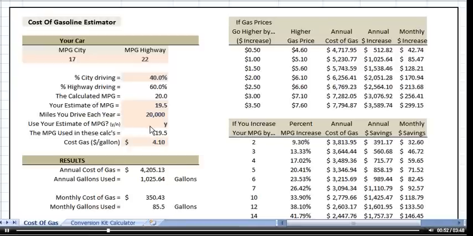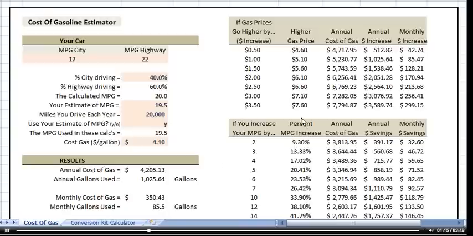That's just a yes or no. And then it shows you which miles per gallon number is used. In this case it's the estimate, because we said we do want to use the estimated miles per gallon. We enter the cost of gasoline, and the spreadsheet tells us how much our annual cost of gas is. It also tells us how many gallons we use a year and a month.